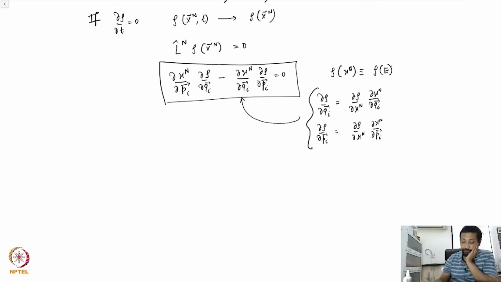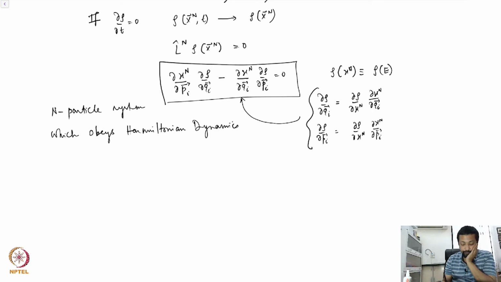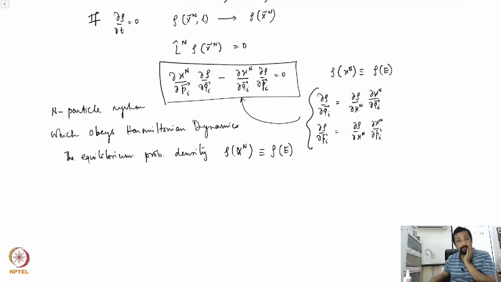So a very important thing: for an n particle system which obeys Hamiltonian dynamics, the equilibrium probability density rho of xn must be a function of the energy, right?